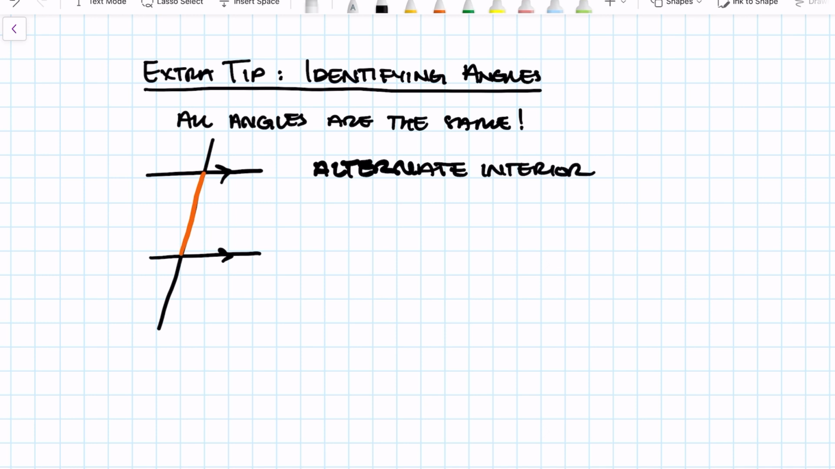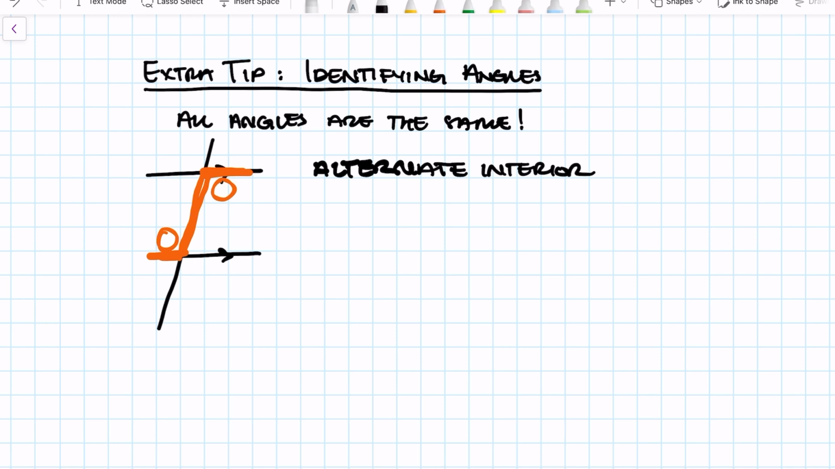Okay, so what is the alternate interior? We're going to have one angle that we're going to highlight, and whenever you're looking for the alternate interiors, you have to look for that shape, right? Remember that it's this one right there, that's alternate interior. So that's what you should be looking for.